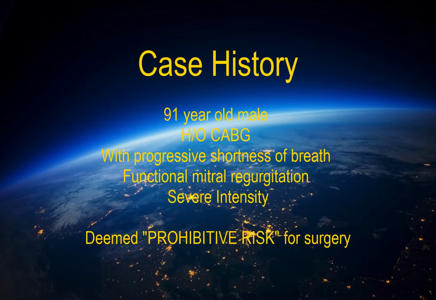So we are going to discuss a patient who was referred to us for chronic functional mitral regurgitation. He was 91 years old, already had a CABG in the past, and was considered prohibitive risk for his worsening symptoms of heart failure secondary to this functional mitral regurgitation, and therefore was referred for edge-to-edge mitral valve repair because of his prohibitive risk for reoperative surgery.